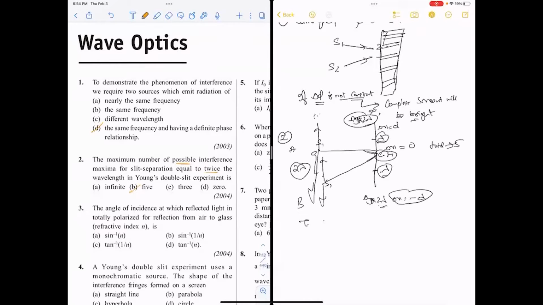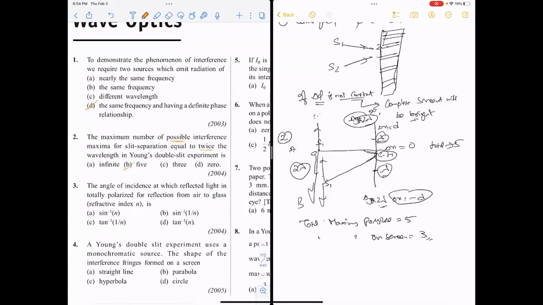So total maximas possible is equal to 5. Total maximas on screen is equal to 3, because we don't have infinite screens. The screen is of limited length, no? So we have 3. Just the question changes the answer. You understood? You might be right, but what is being asked is not what you are trying to say. So go through the question and try to answer.